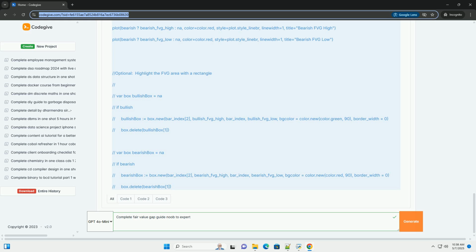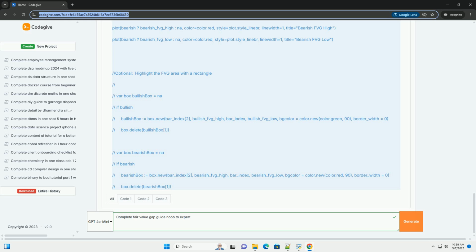Bearish FVG: candle 1, a normal candle. Candle 2, a candle with a strong bearish move. Candle 3, a normal candle. The high of candle 1 is lower than the low of candle 3. The gap between these 2 points is the bearish FVG. Visual representation.